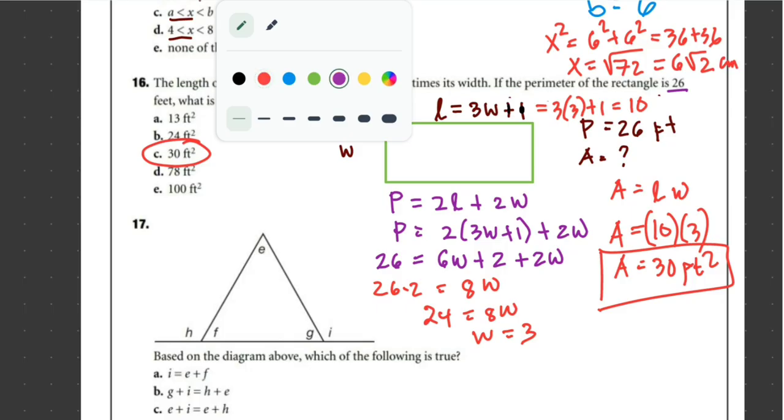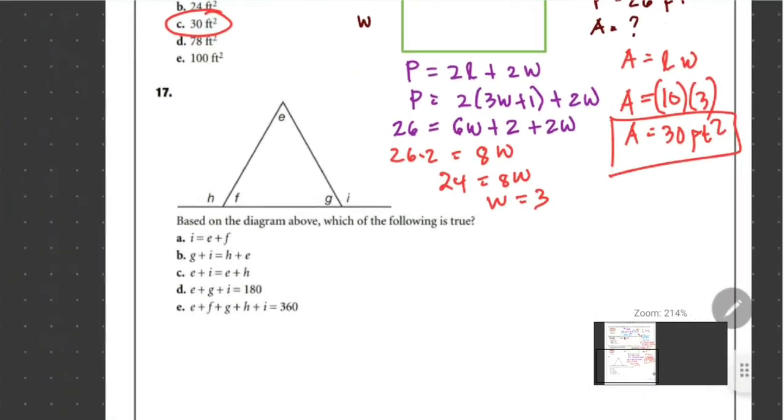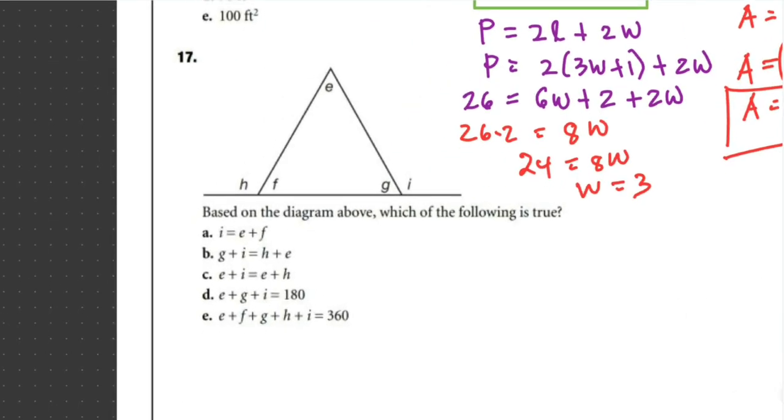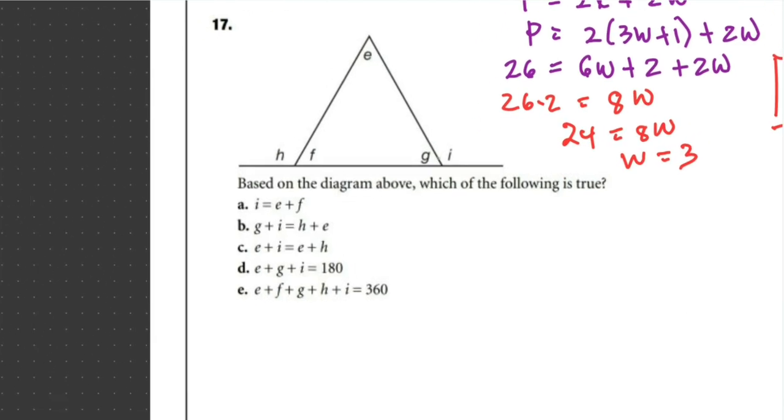Okay, did you get that? Then for number 17, based on the diagram above, which of the following is true? Okay, the first one, I is equal to E plus F. Yeah, that one is correct. The measure of an exterior angle of a triangle is equal to the sum of the two interior angles of the triangle. So that one is correct. This should be the answer.